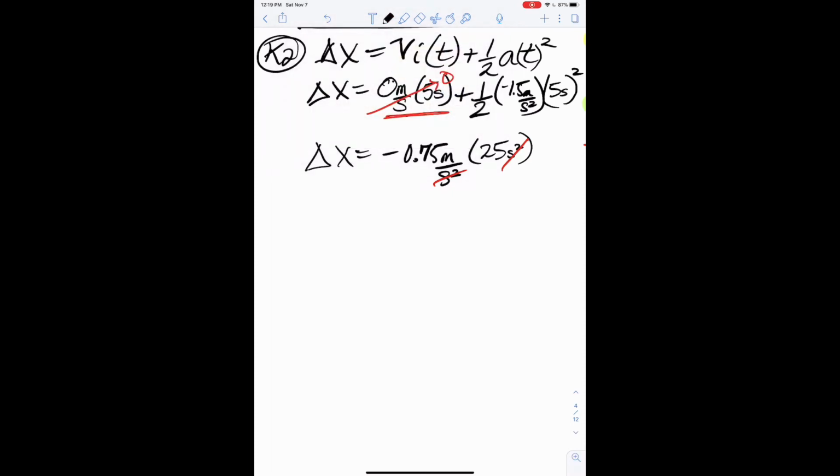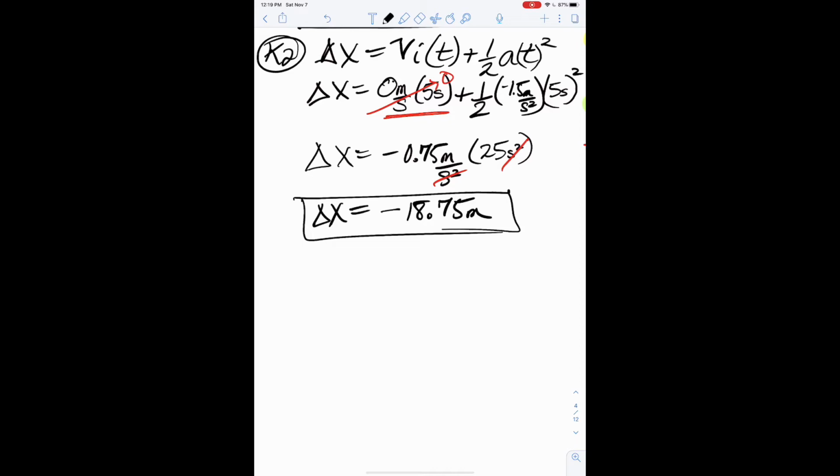Okay, so we'll just go ahead and multiply that, and that's fine. But we do get a negative 18.75. And notice the units are meters, right? This is how far the car went. So this isn't the distance. This is the displacement the car went, right? The car traveled, you could also say, 18.75 meters left, assuming that left is negative. That would also be an acceptable answer.